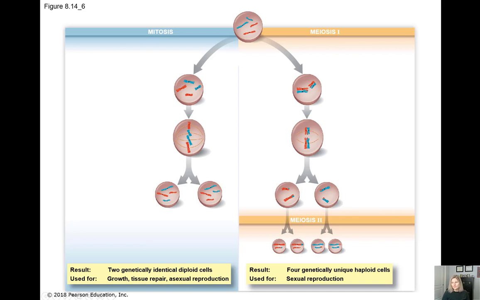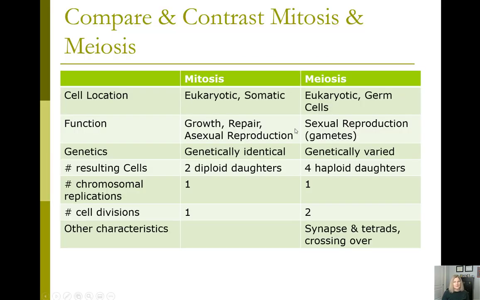All right. So here's a good way of comparing and contrasting mitosis and meiosis. Remember, mitosis and meiosis occur in eukaryotic cells, not prokaryotic cells. Prokaryotic cells don't do either. They do binary fission. As far as function, mitosis is for growth, repair, and asexual reproduction. Meiosis is sexual reproduction only. In mitosis, you're making genetic clones, so it's genetically identical. In meiosis, those gametes are varied.